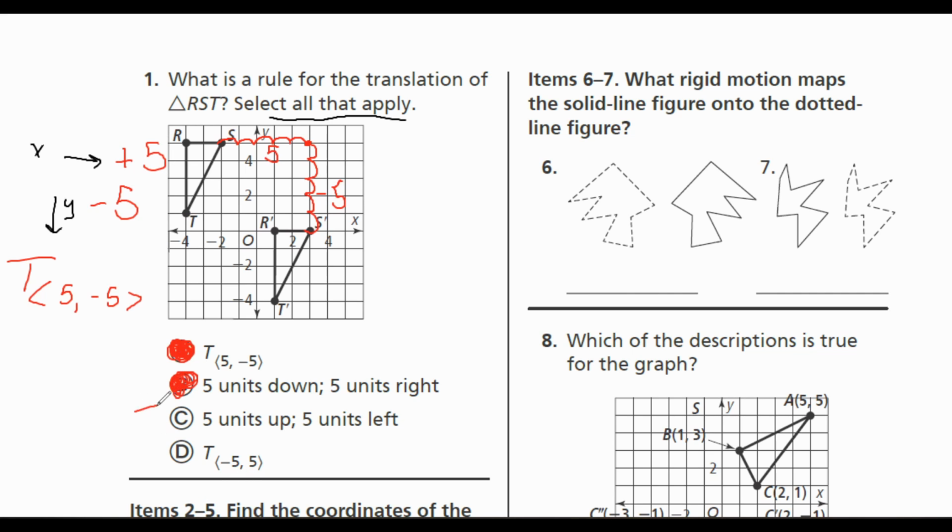Now what's going on with C and D? C and D are enticing answers because they're the opposite of what we actually did, right? 5 units up, 5 units left. What they're trying to do here is evaluate whether you fully understand your prime notation. If you were going from prime to just point T, you would select C and D. But we know that's not the case. We know we start with our pre-image, and that just has points RST, and then we're moving this way to create our prime once we stop. So A and B would be our overall answer.